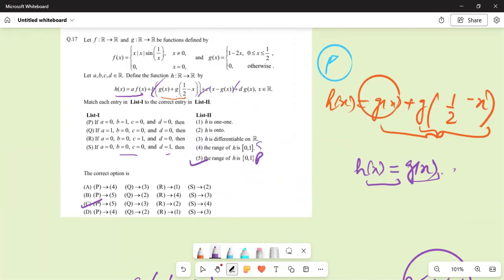This is P, this is S, and this is Q. Now only R remains. Now what are they saying for R? A is 0, B is 0, C is 1, and D is 0. So this is non-zero, x minus gx. Now we have to see whether h is 1-1 or onto.